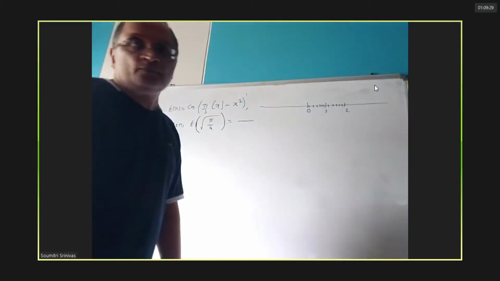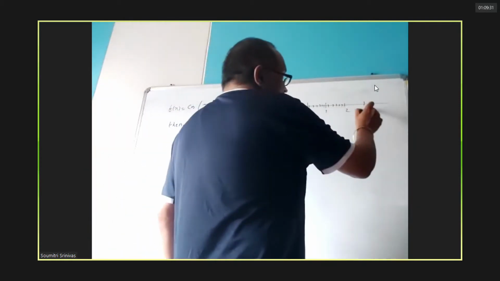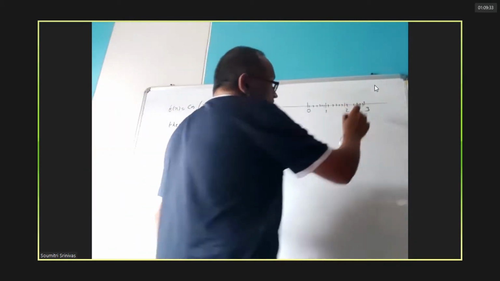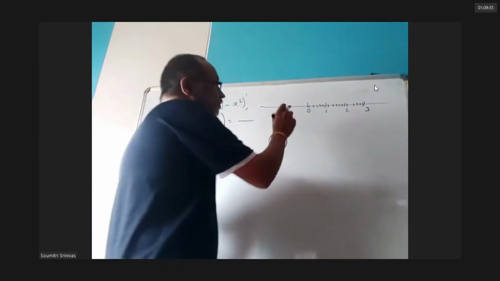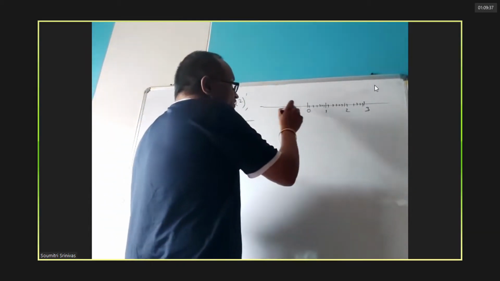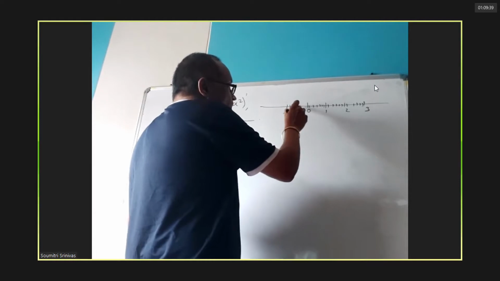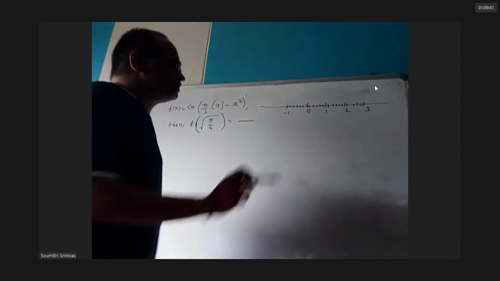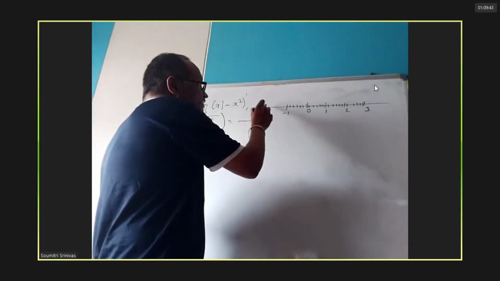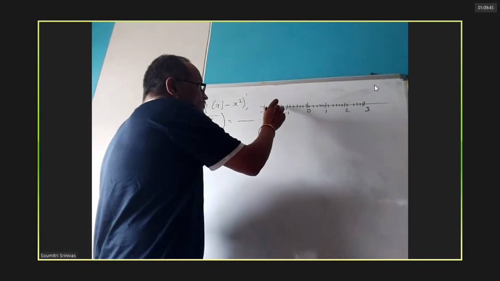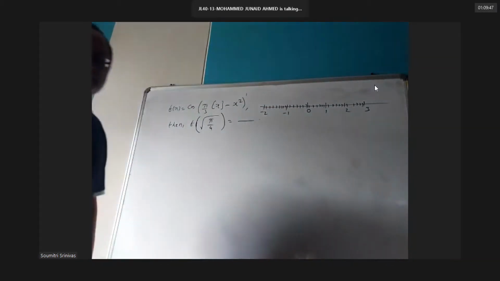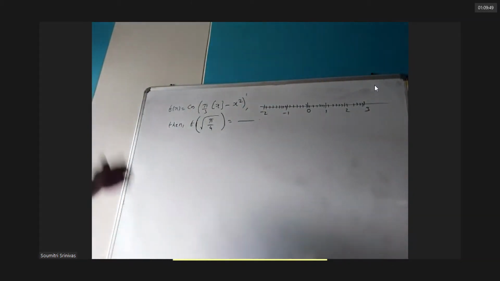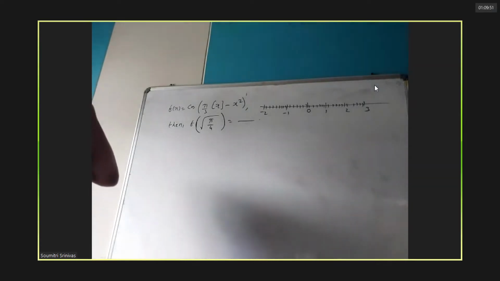Step of all the numbers that lie between 2 and 3 is 2. Step of all the numbers that lie between minus 1 and 0 is minus 1. Step of all the real numbers that lie between minus 2 and minus 1 is minus 2, and so on. So what's the answer?